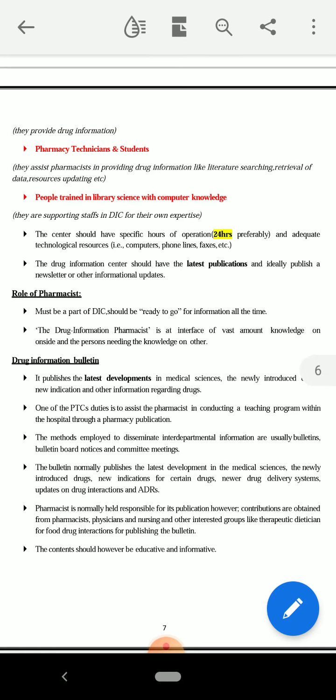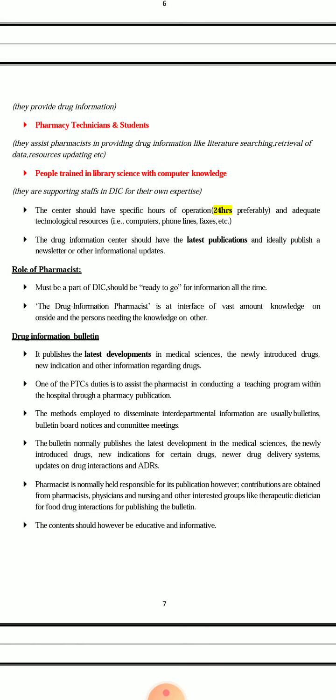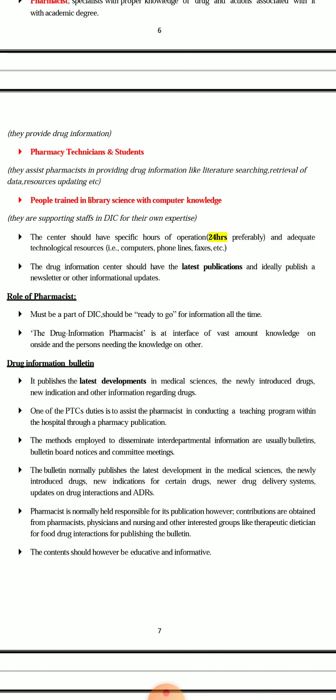Talking about the drug information bulletin, it has to be published on the latest developments in the medical sciences and newly introduced drugs, new indications and other information regarding drugs. One of the PTC's duties is to assist the pharmacist in conducting a teaching program within the hospital through a pharmacy publication. The methods employed to disseminate interdepartmental information are usually bulletin boards, notices, and committee meetings.